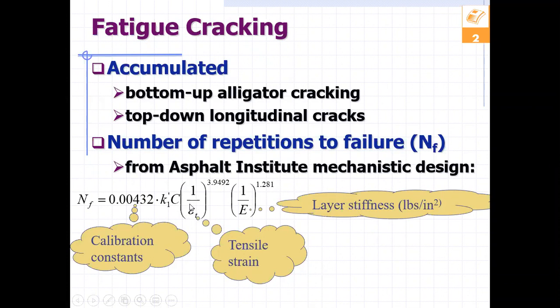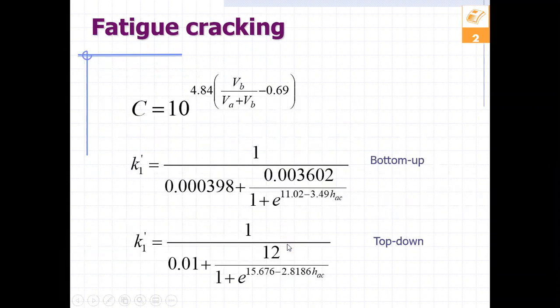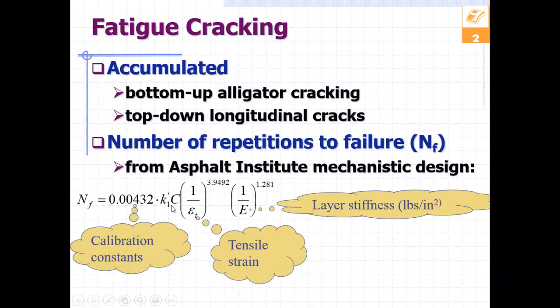For this tensile strain, we need to know what is the type of load that we have. Once you know that, I will show you how to calculate the tensile strain with a simplified approach. We typically use software, but I will show you one equation that I have adjusted a little bit just for this class. Once you have that, you have an NF, and that NF will be 700,000 load repetitions. It is the maximum amount of loads that the pavement can handle. So it will be a number.